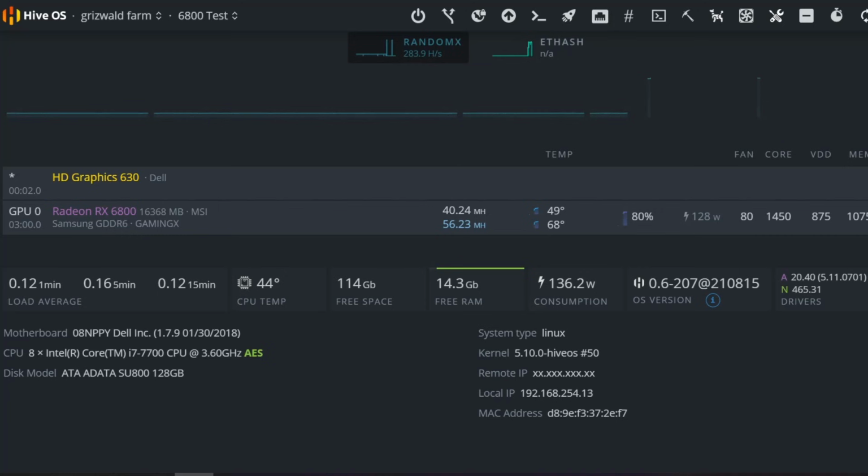Today I'm going to go over with you how to get your 6000 series AMD graphics card to double mine. You can check this out right here. I've got my test bench set up. It is an RX 6800 pushing about 96 mega hash, and you can see that up here as well.